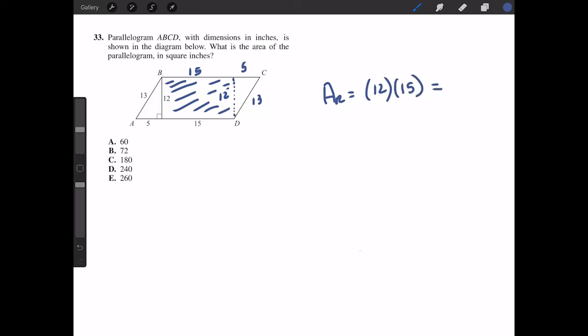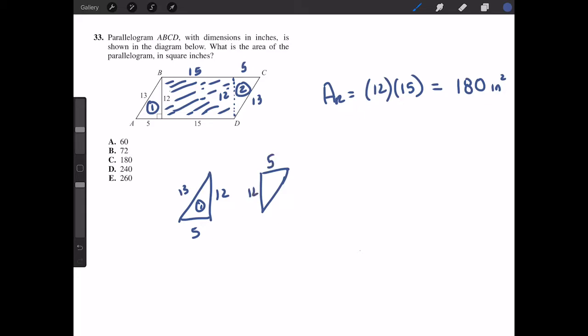And so we're going to get, in that case, 12 times 15, which is equal to 180. So we have 180 inches squared, but that's just for this rectangular portion right here. We still need to account for triangle 1 and triangle 2. But notice that these triangles are exactly symmetrical. So we have the first triangle here that measures 5 by 12, and this happens to measure 13. I really don't need to know that. And the second triangle measures the exact same thing, 5 by 12, and this is also 13.